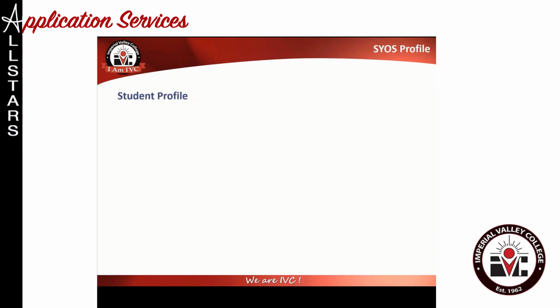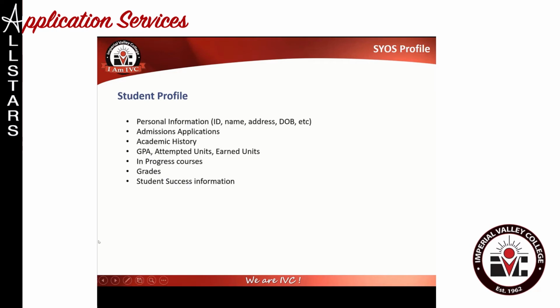Now, going into specific Argos reports, one of the most used reports is SYOSProfile. Basically, it is the student profile. It will give you information about a specific student, personal information like the ID, name, address, date of birth, etc. Admissions applications, all the academic history, GPA, attempted units, earned units, in-progress courses, grades, and some student success information.